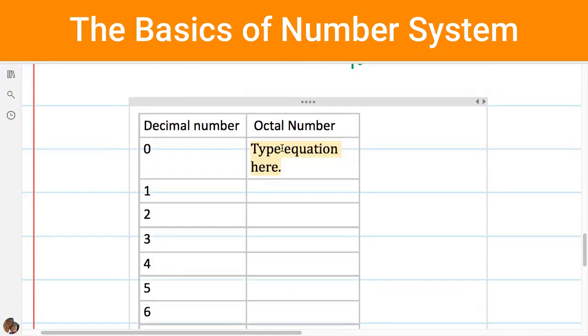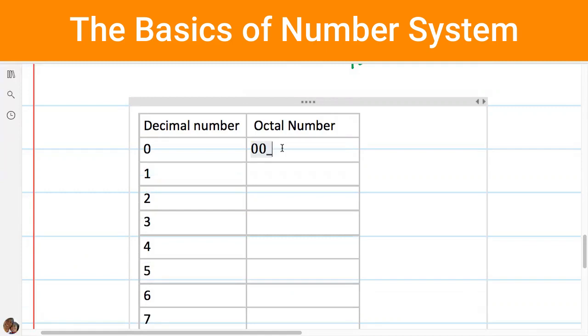So we can write this as 0, base 8. That is the representation of decimal 0 in octal system. What about 1? 1 is also 1. Take note, I am using a 2-digit number here. So let's just use 1 digit. Okay, I will be using 1 digit.